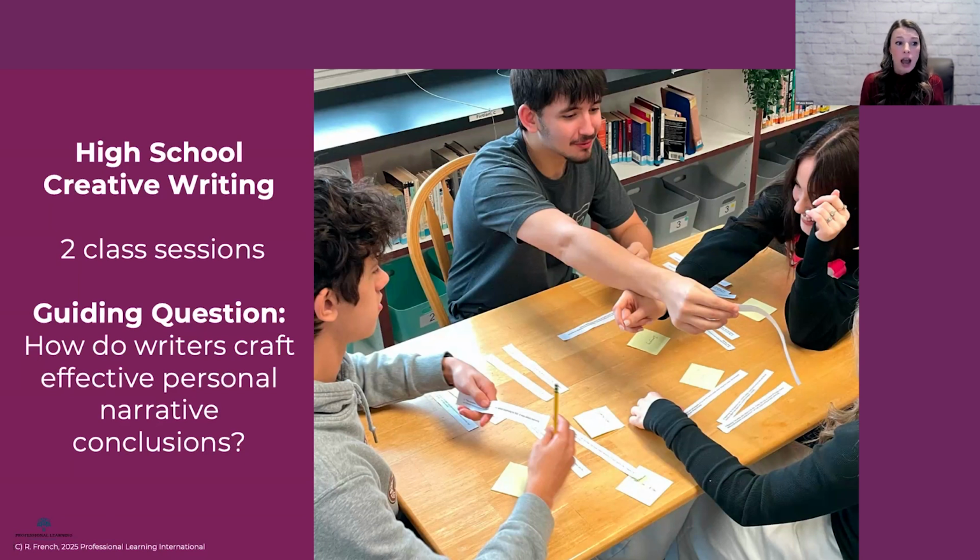And our guiding question is, how do writers craft effective personal narrative conclusions? This class had a mix of 9th, 10th, 11th, and 12th grade students. This picture here is showing 4 of my seniors. They're actually very proficient writers already. So I had to really think about what are some of those nuances in writing that would push them further? Because there's still things we can teach them. Even though they might be 18 years old, there's still things I can teach them to help them grow as writers, particularly in this genre.